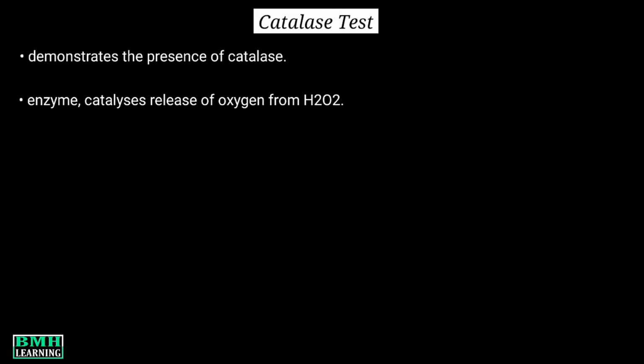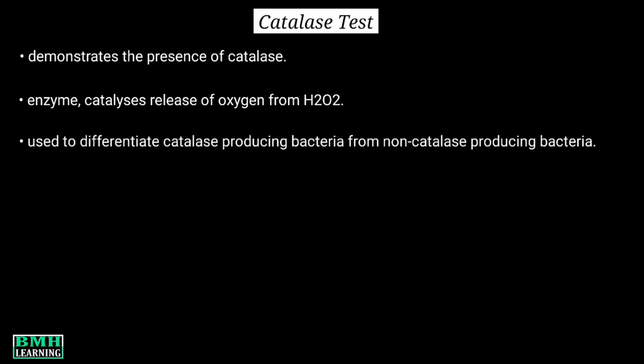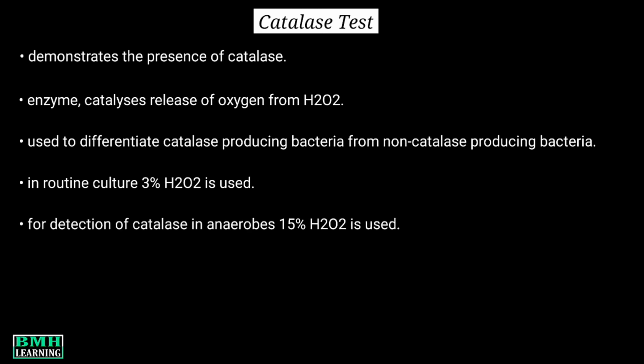So mainly the catalase test is used to differentiate catalase producing bacteria such as Staphylococci from non-catalase producing bacteria like Streptococci. Generally, in routine culture, 3% hydrogen peroxide is used. But for detection of catalase in anaerobes, 15% hydrogen peroxide is used.